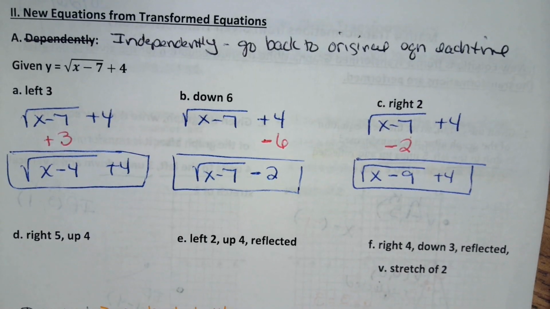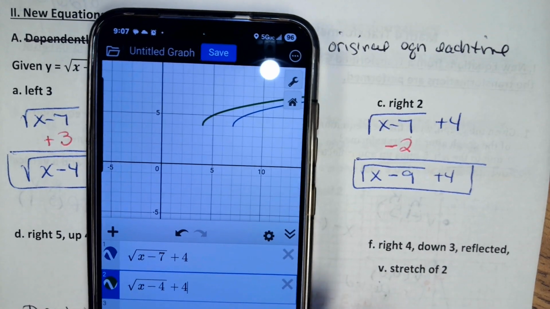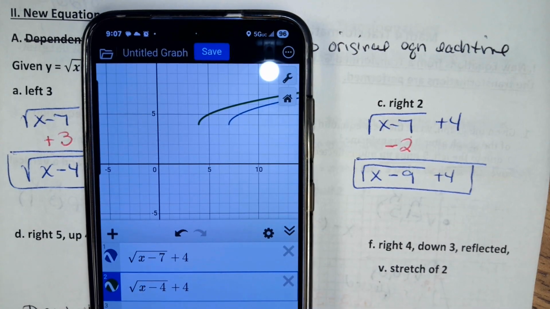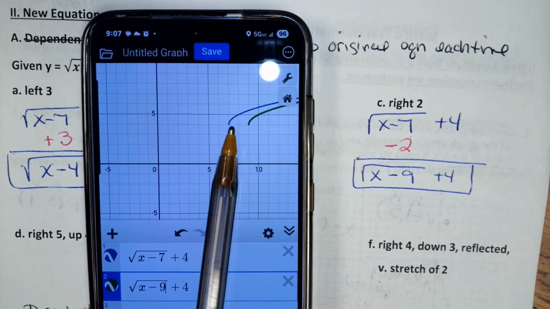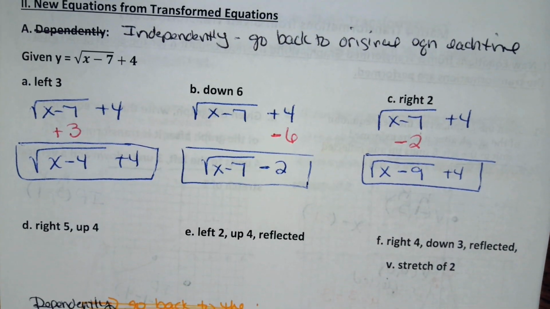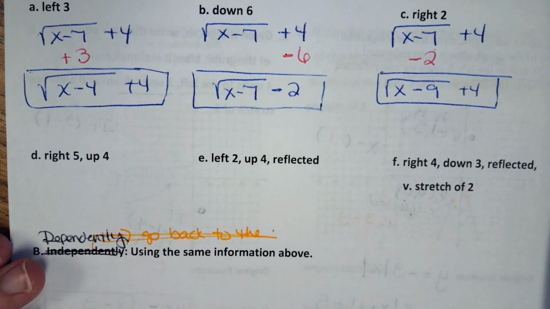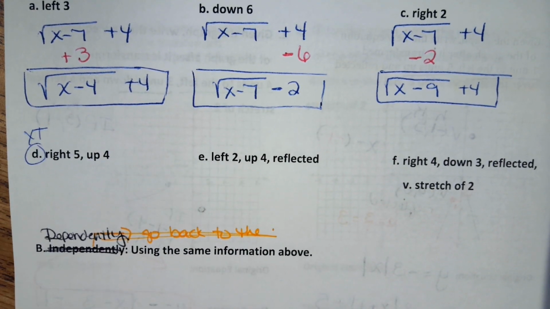And is there a way that you can verify this? Yes. You can put the original equation in, and like right here, I would go to line 2, put x minus 9 plus 4. Did it move to the right 2? Well, here's my original, 1, 2. So yes, it did move to the right 2. All right. Try D. Let D be a try real quick.